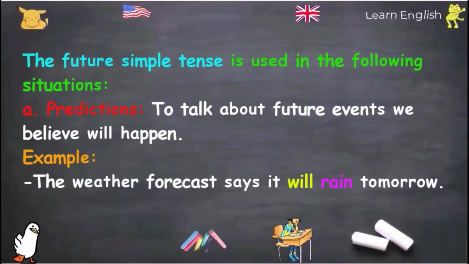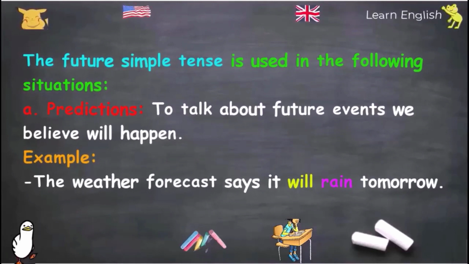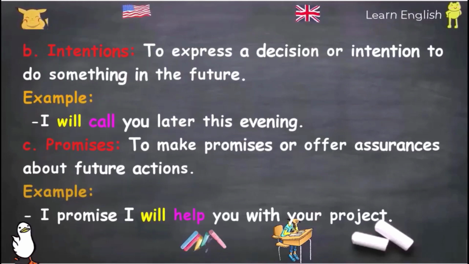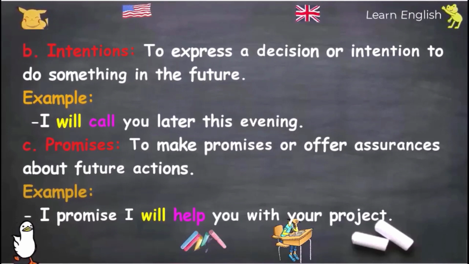Use. The future simple tense is used in the following situations. Predictions. To talk about future events we believe will happen. Example. The weather forecast says it will rain tomorrow. Intentions. To express a decision or intention to do something in the future. Example. I will call you later this evening.